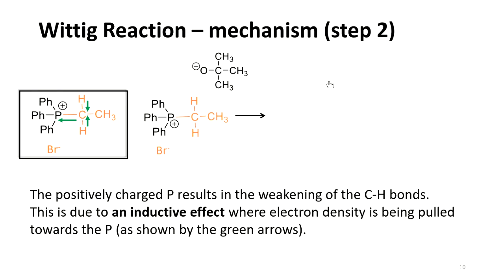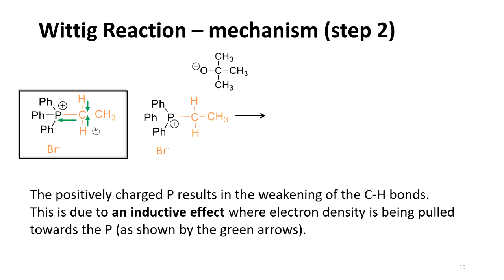And if you look at this structure in the box, you'll see some arrows, and these are showing the inductive effect. So the positive charge on the phosphorus is going to result in a weakening of the CH bond, which makes it easy. These protons can be easily lost in the presence of a base. So because electron density is being pulled towards the phosphorus, it makes these protons more acidic, and so a base will be able to remove either of these protons.